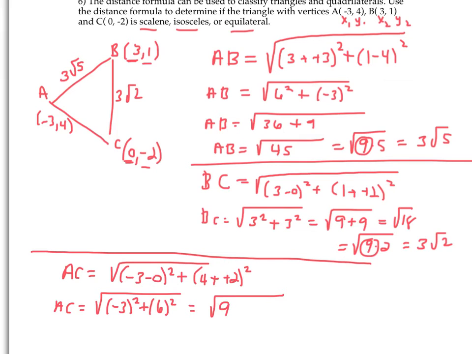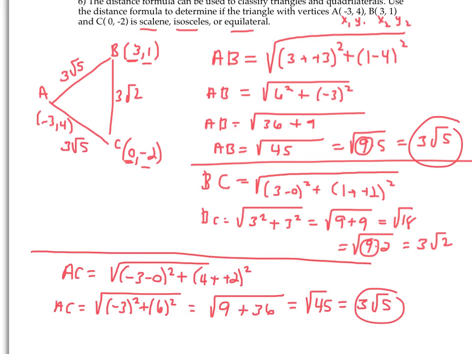-3 squared is +9. 6 squared is 36. And this looks a little familiar because we saw it earlier. 36 plus 9 is 45, and that would simplify into 3 square root of 5, just like it did right up here. Okay. Using the distance formula allowed us to prove that two sides of this triangle are congruent. So therefore we can say for sure that the triangle is isosceles.